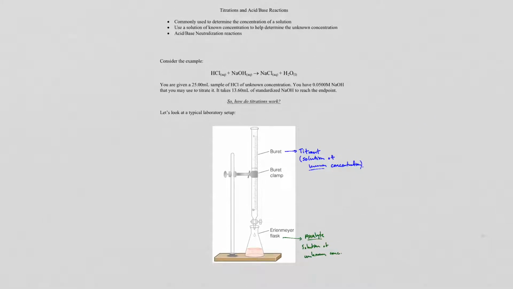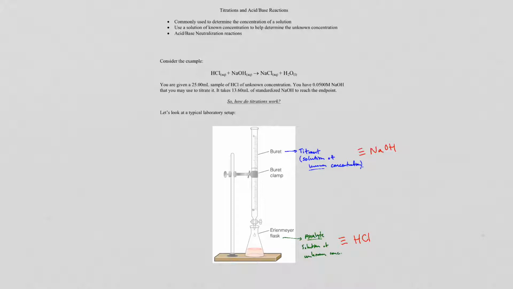So, my bad, sorry. If we go back up to our example over here, you're given a 25 mL sample of HCl of unknown concentration. Stop there. So in the Erlenmeyer flask, we would have HCl. And in the burette, it tells me I have 0.0500 molar NaOH. So that means there would be NaOH in the burette, right?